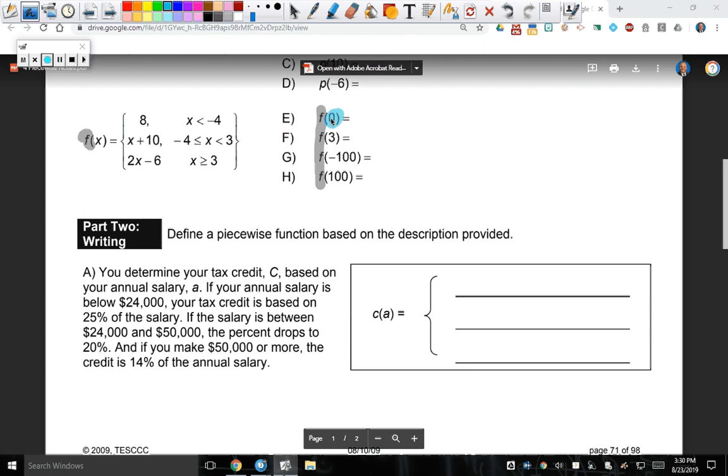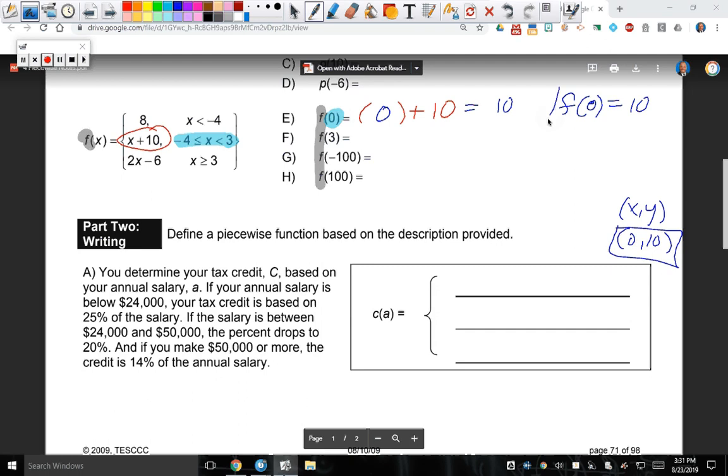The second one. Nice. 0 belongs between -4 and 3. So that tells us we're going to use this equation right here. Plug in 0. What do we get? 10. So f of 0 is 10. You learned this way back when in Algebra 1 as 0, 10 as a point. But this is Algebra 2. We're notating it like this. Okay? All right.